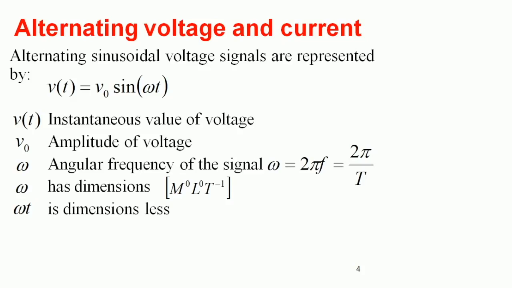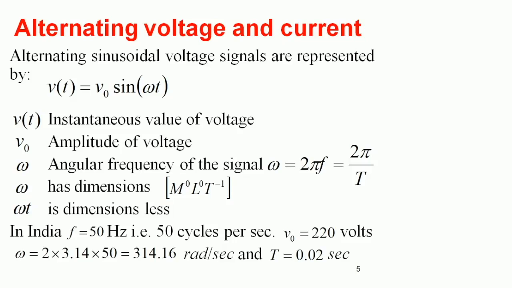One can think of theta there if it is a static kind of situation, and theta is equal to omega t, where omega is the angular frequency and the time is continuously flowing time. In Indian conditions, we have frequency 50 Hertz, that is 50 cycles per second. V0, the amplitude of the signal, is 220 to 240 volts.